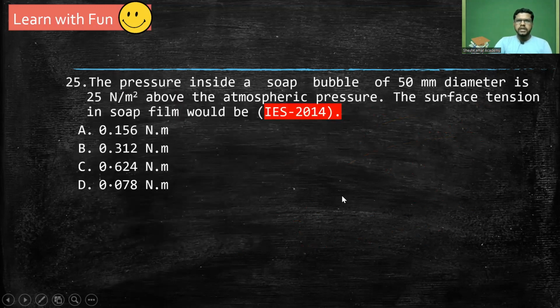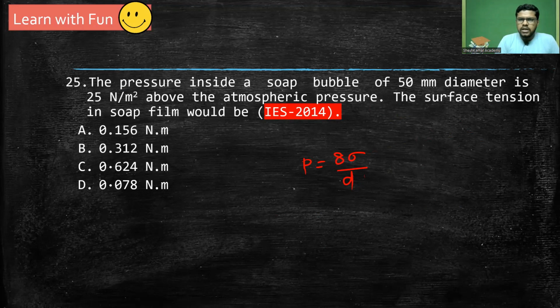Next, the pressure inside a soap bubble of 50 mm diameter is 25 Newton per meter square above the atmospheric pressure. Then the surface tension of a soap film would be? The pressure and surface tension relation for a soap bubble is P is equal to 8 sigma by D. So just find out the value of the surface tension. Rearrange this formula, so sigma is equal to P D by 8.